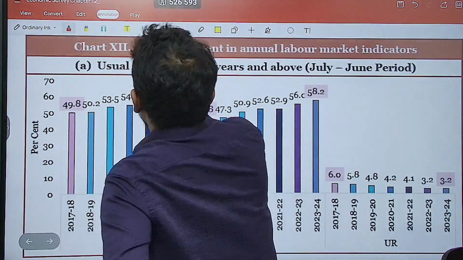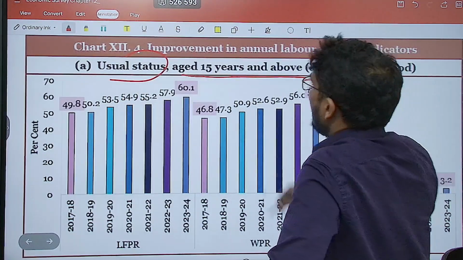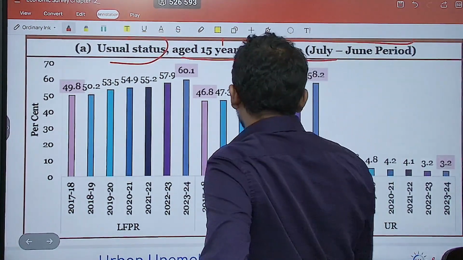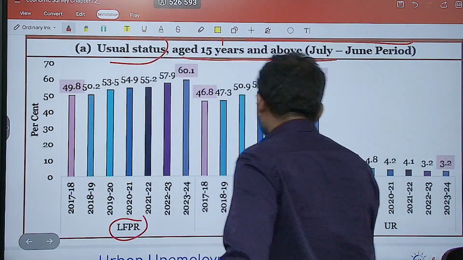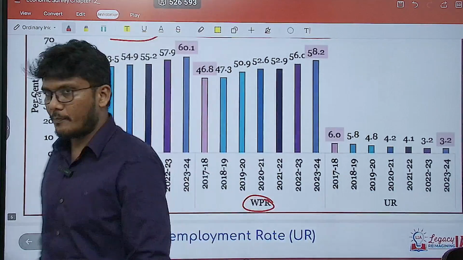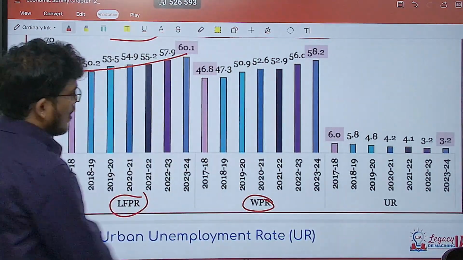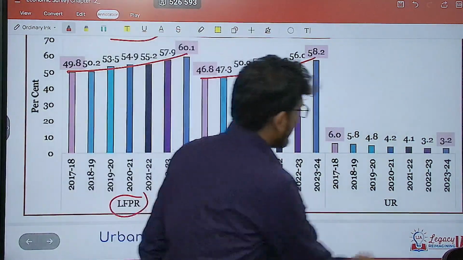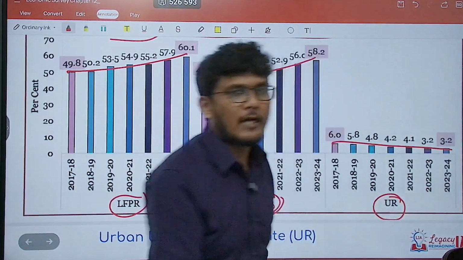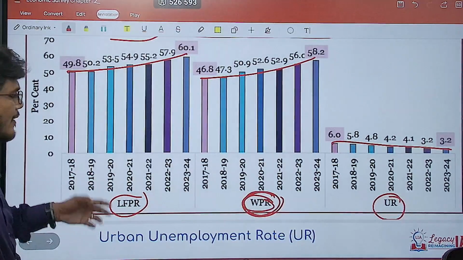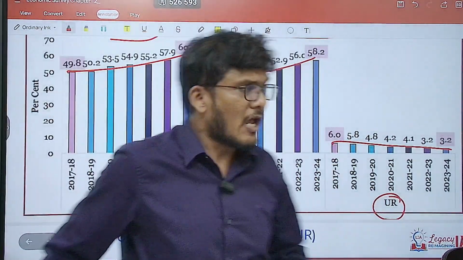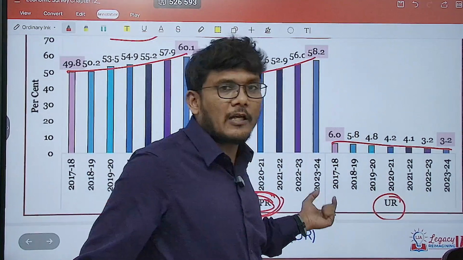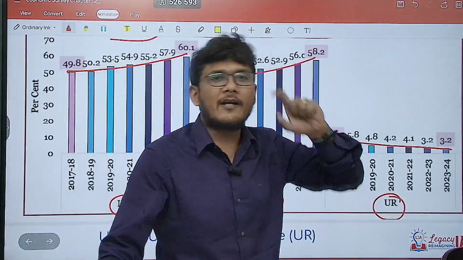If you talk about the usual status of age 15 and above people in the annual labor market indicators, you will realize this is also doing well. What is this LFPR and WPR? LFPR is labor force participation rate, which has increased. The working population ratio, WPR, has also increased, and UR, that is the unemployment rate, has gone down. Labor force participation rate means how many people are participating in the labor force, means how many people are looking for a job, divided by the total population. Working population ratio means the number of people who are actually working divided by the total population.